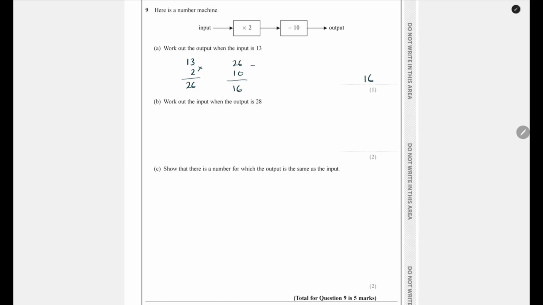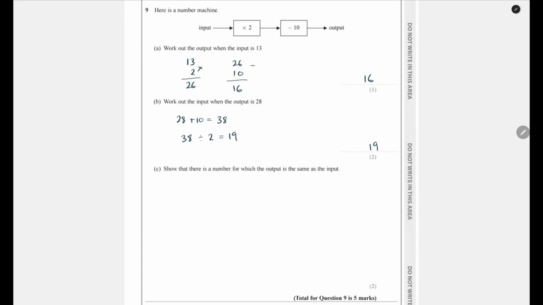Part B says, work out the input when the output is 28. So now we're starting from the end. So our output is 28. If we're going backwards, we do the opposite. So we're adding 10. That gives us 38. And then we divide by 2. So 38 divide by 2, and that's equal to 19.